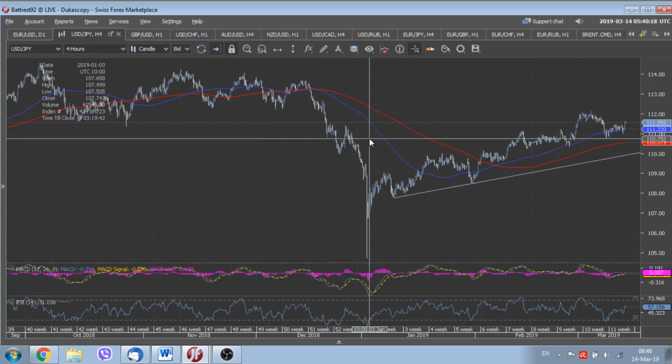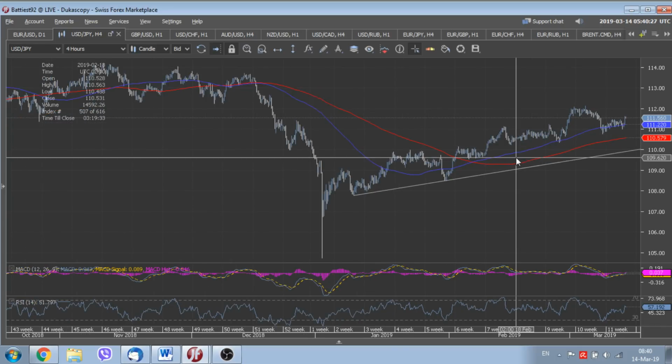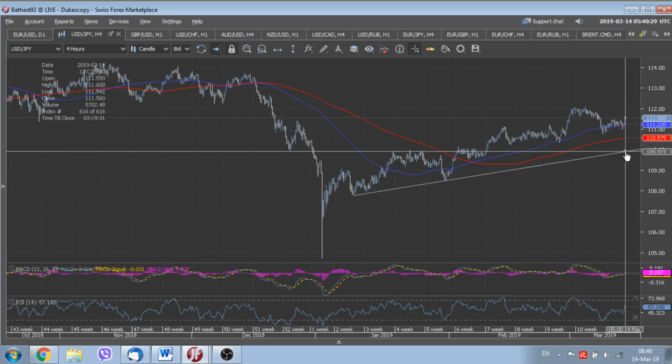Any dips closer to the psychological important barrier 110 should give you an opportunity to enter fresh longs in the currency. Also, don't forget there is an immediate, short-term uptrend line located at 109.90. So, all in all, any dip to the level of 110 should be used as a buying opportunity with a stop below the aforementioned uptrend line.